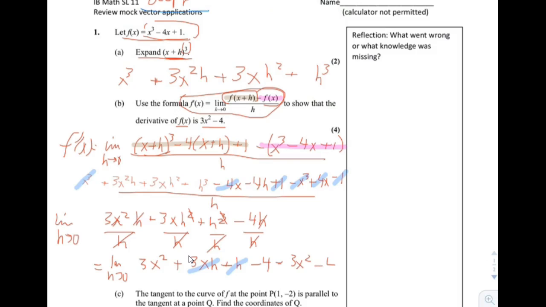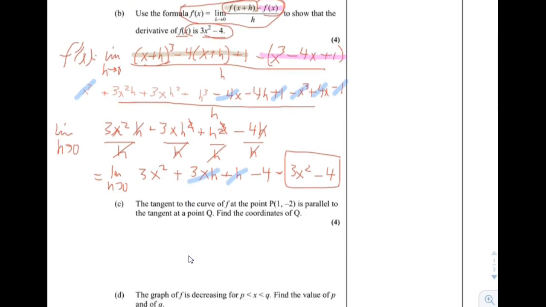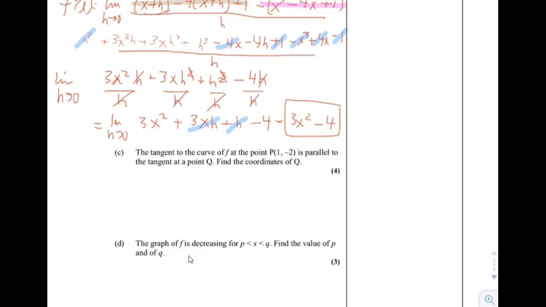The tangent to the curve of f at the point (1, negative 2) is parallel to the tangent at a point Q. Find the coordinates of Q. Basically, when you have an x cubed function, it kind of looks like this. Okay? And it says the tangent to the curve of f at point (1, negative 2). So maybe let's say that (1, negative 2) is right here.